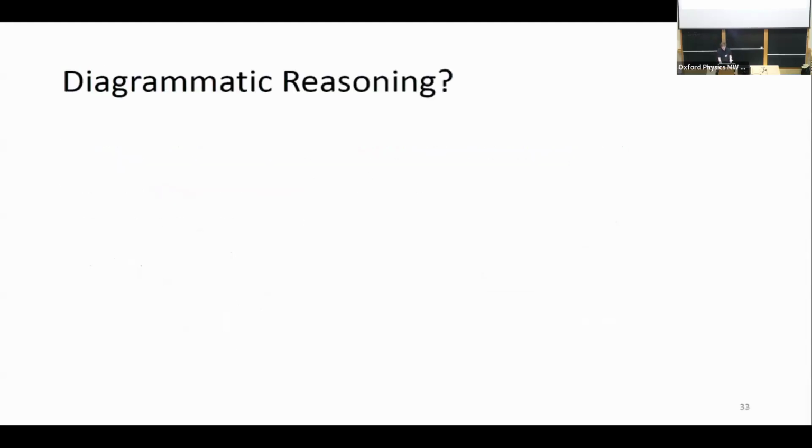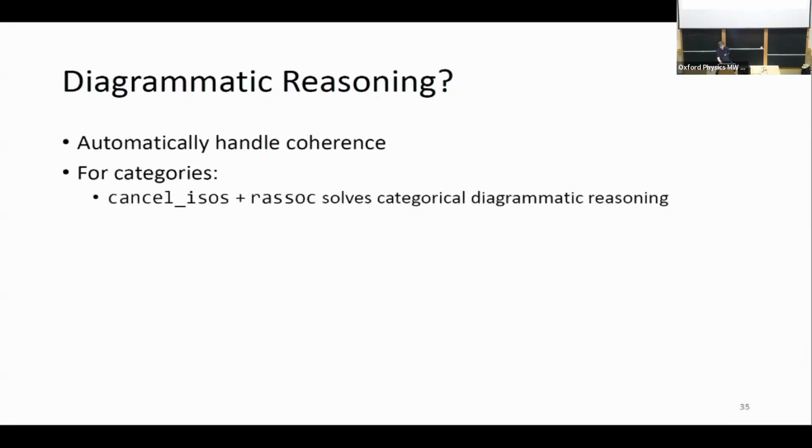So what we really want is actual diagrammatic reasoning. But it's not exactly clear what that would mean and how to implement that. We want it to somehow automatically handle coherence, but also allow us to manipulate diagrams in some way. And it's fuzzy. So looking at a simpler example, categorical coherence.